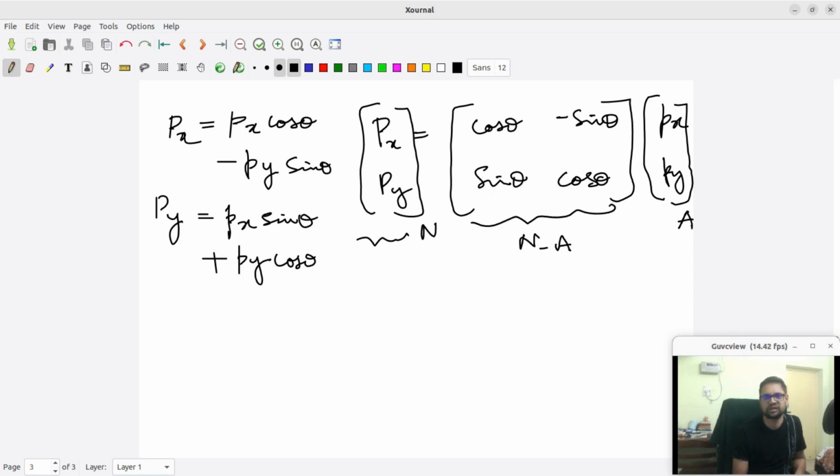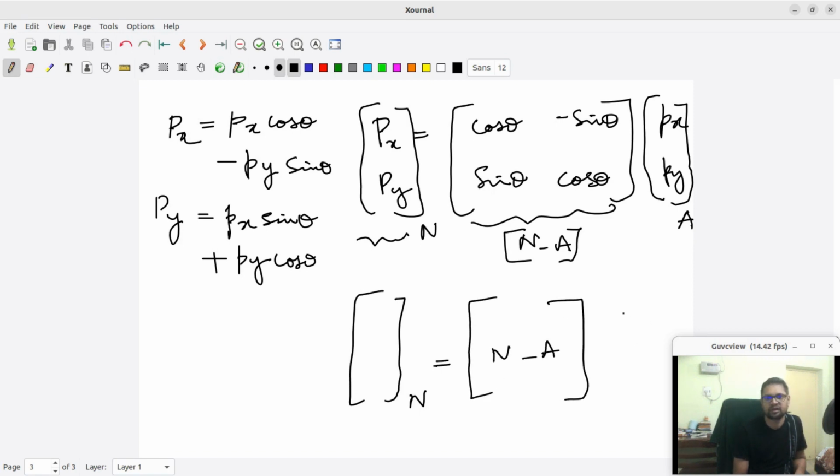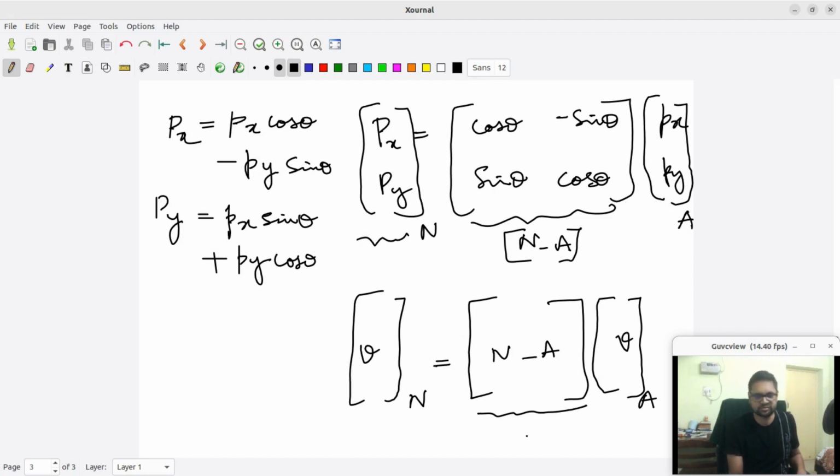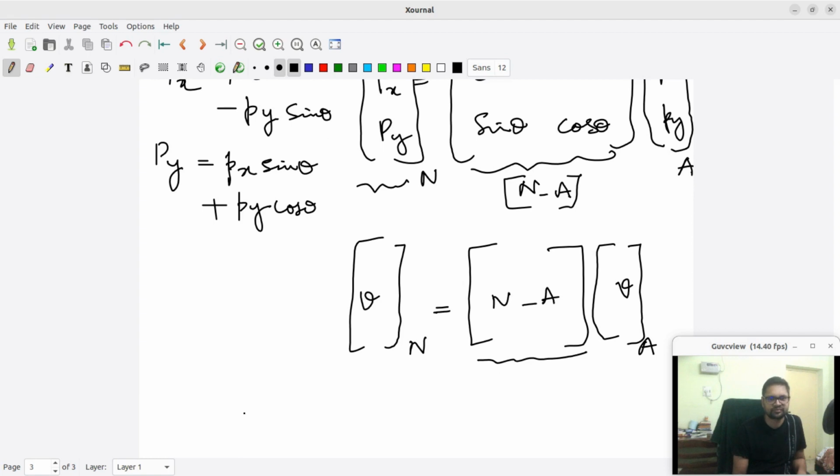We'll call it n underscore a. So any vector which is expressed in a, when pre-multiplied by this transformation matrix, will then be expressed in the coordinate system n. So this is the transformation matrix. So transformation matrices always satisfy n underscore a, the transformation matrix, inverse of a transformation matrix is always equal to its transpose.